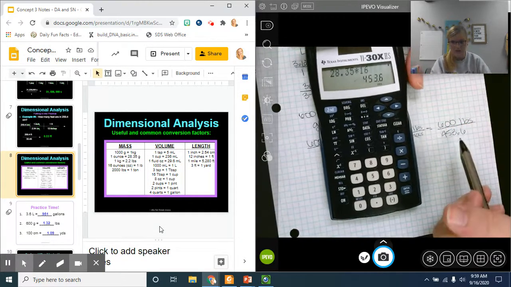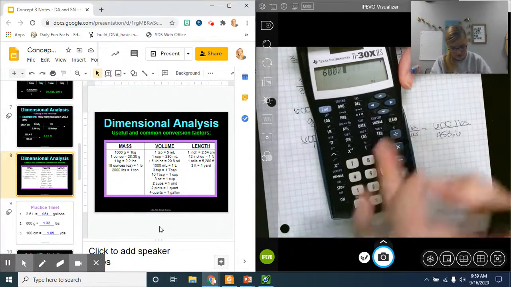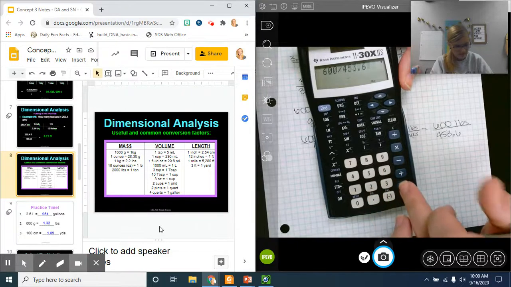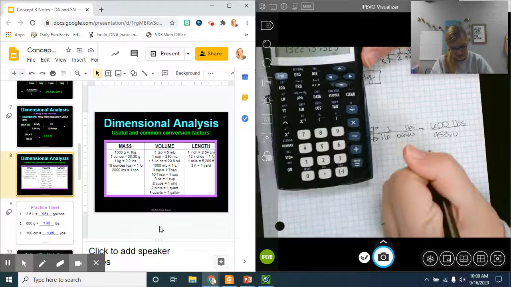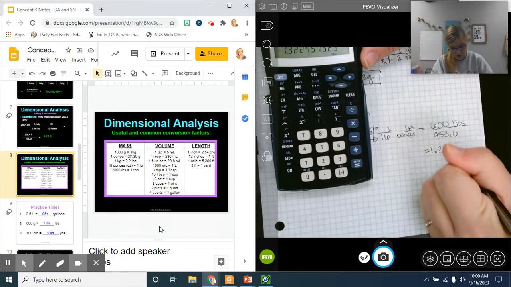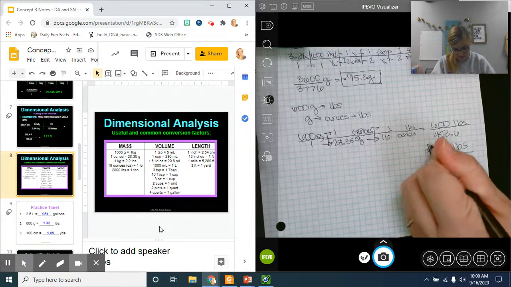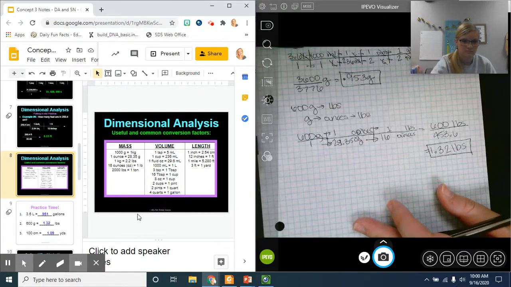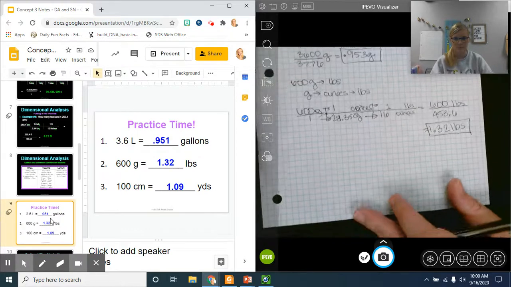So now I'm going to do this division in my calculator. So 600 pounds divided by 453.6. And I get 1.32 pounds is going to weigh the same as my 600 grams. Which is what we have.